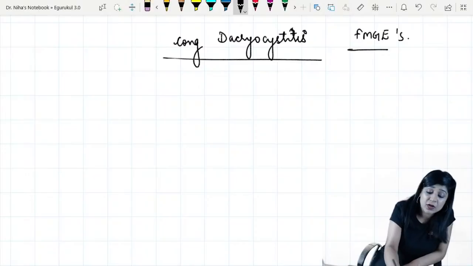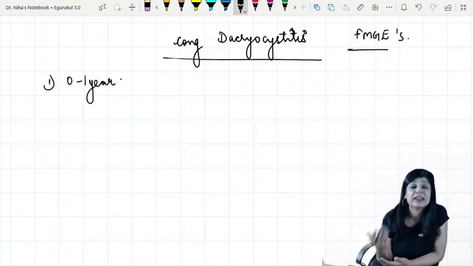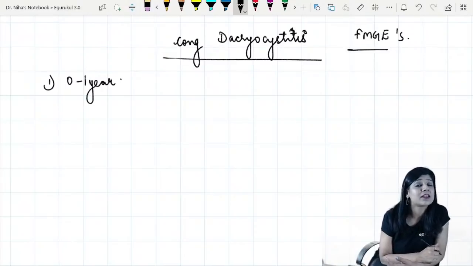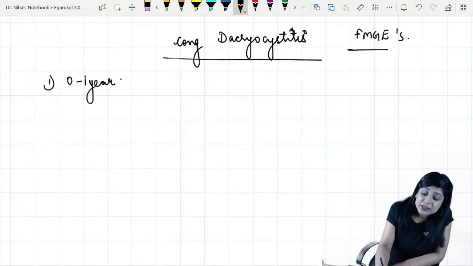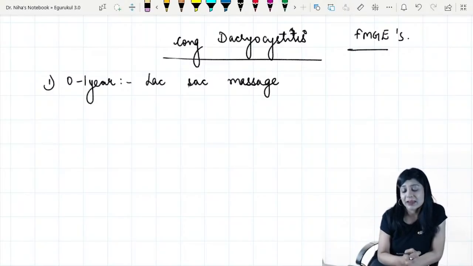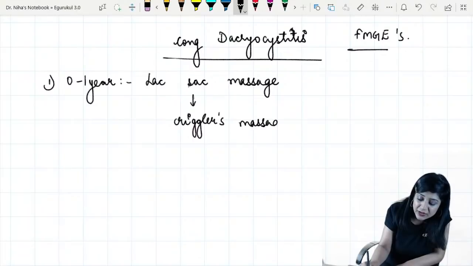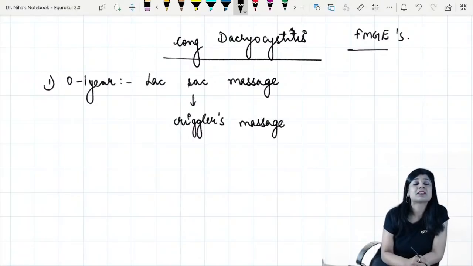So always remember, the first thing is 0 to 1 year. Whenever we are treating this congenital dacryocystitis and the baby is coming within the first year, the first thing that we are going to do is the lacrimal sac massage, and this massage is also called the Crigler's massage.